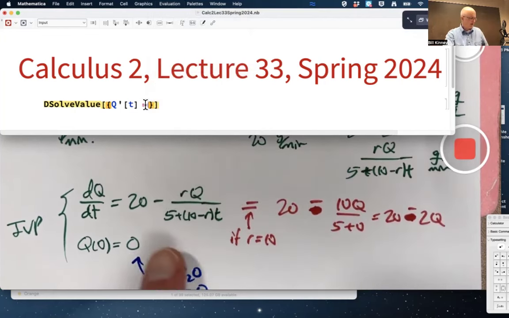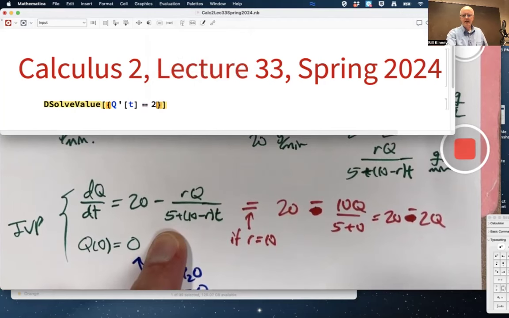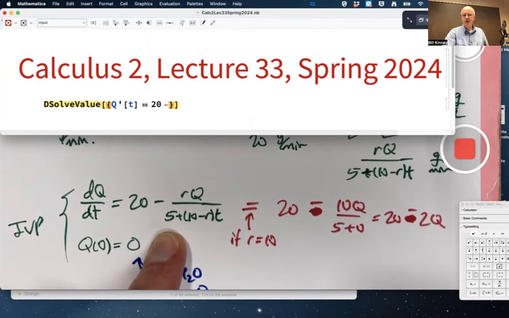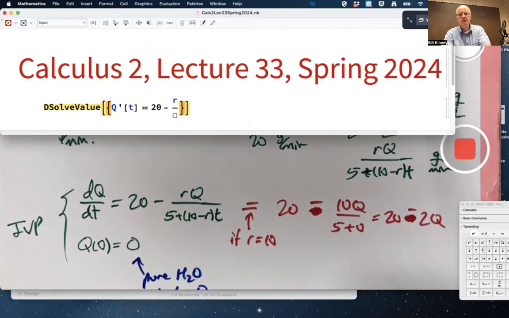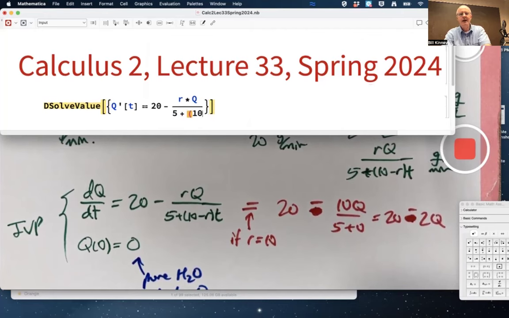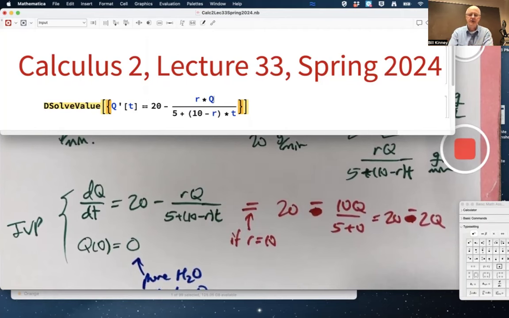So I'm looking right here. Now I've got a 20 minus, write the fraction, R times Q, though that's not quite right. I'll fix that in a second. Over 5 plus 10 minus R times T. What's not right about this? It looks like what I wrote by hand. Mathematica needs to have emphasized to it in all places where it's possible that Q is a function of T. So I need to put square brackets T here.